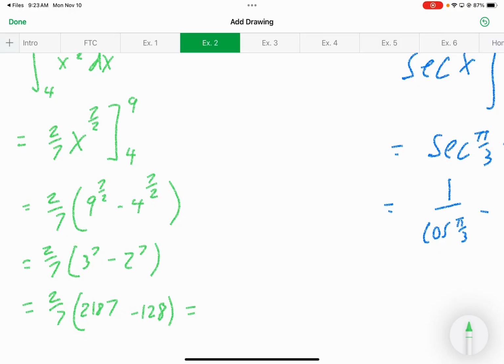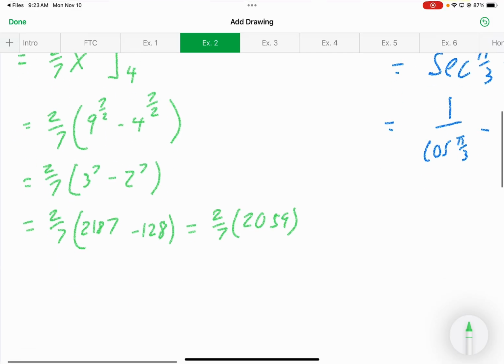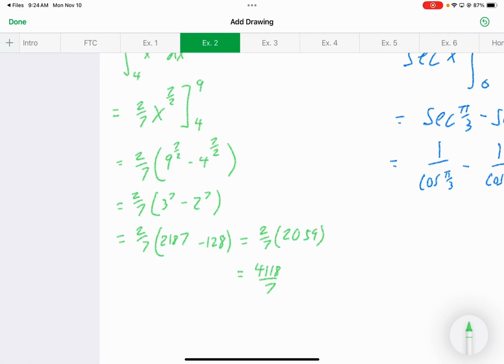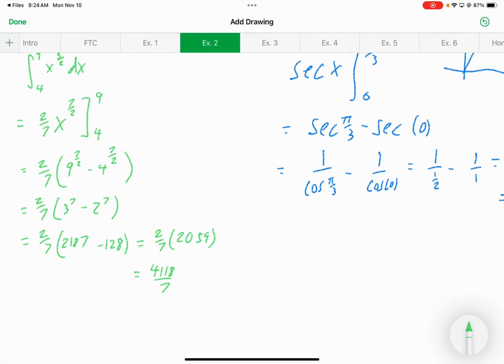Cool. So 2187 minus 128 gives me 2059. Yeah, okay. So then if you double that, you get 4118 over 7, I think? Yes. I think that math is math. Cool. Which I'm going to assume is relatively prime.